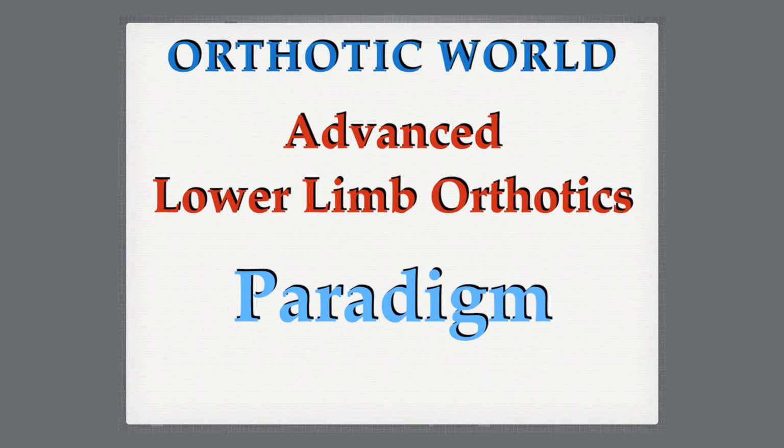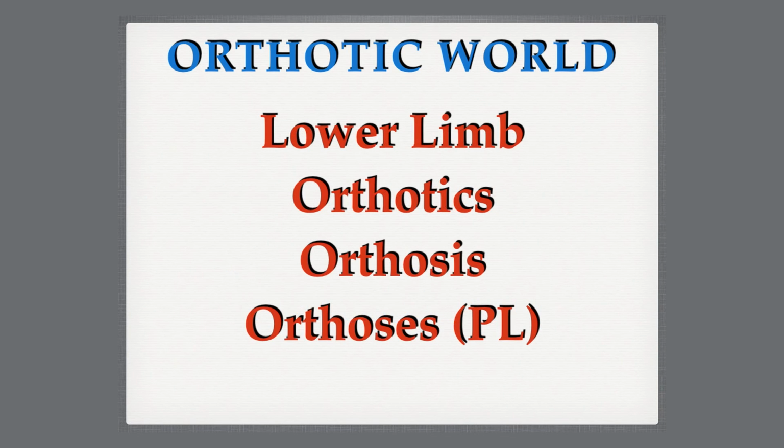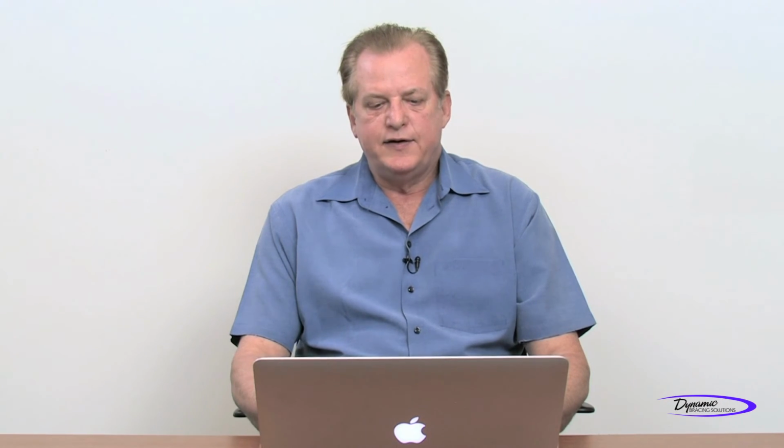But one of the first things I want to do is talk about the different terms. So there's lower limb orthotics. That's the name of the profession or the specialty of providing orthoses for lower extremity needs. An orthosis is the name of the device. Orthotics is the name of the profession. Orthoses is the plural of orthosis, so it means more than one. The definition of an orthosis is something that I think we've possibly not delved into enough as we progress through our profession.